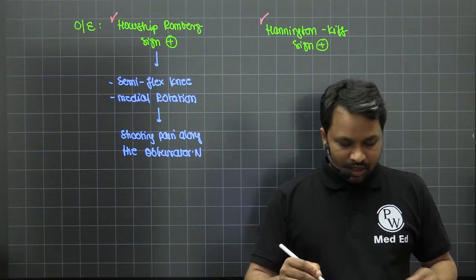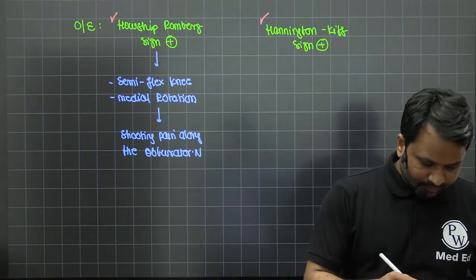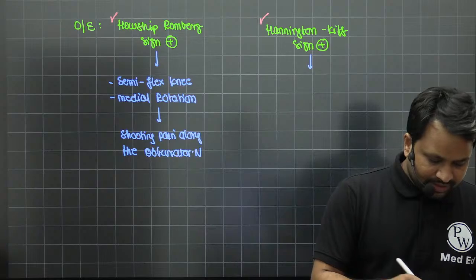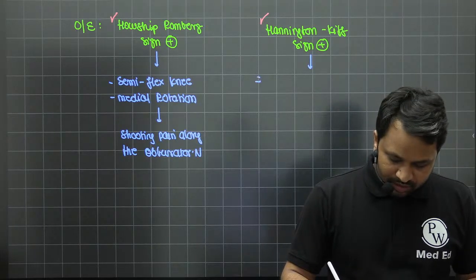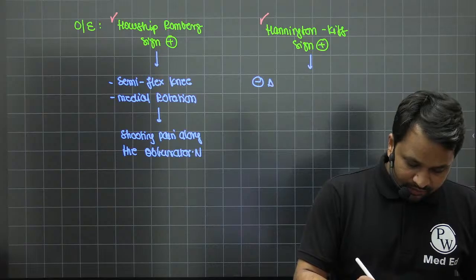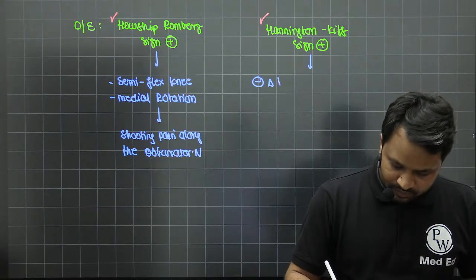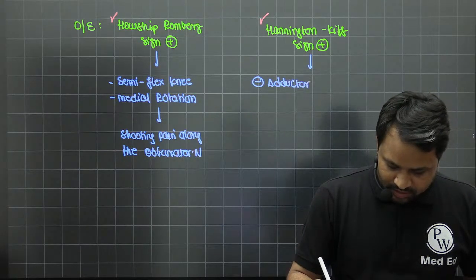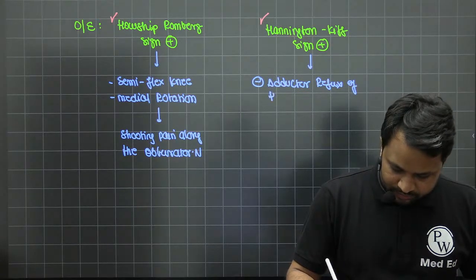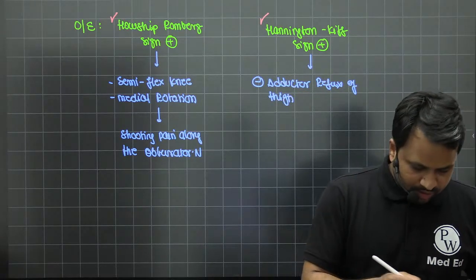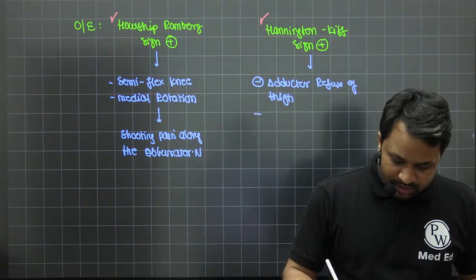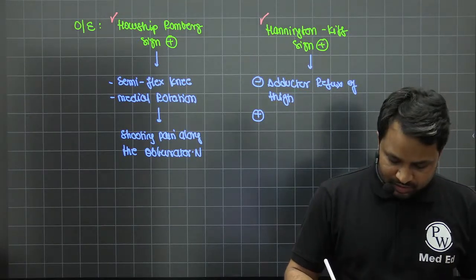Okay. Now when it comes down to the Hannington-Kiff sign, it is basically described as an absence of the adductor reflex of the thigh. There is an absence of the adductor reflex of the thigh, right? But then one more thing, you'll see there will be presence of a positive patellar reflex.